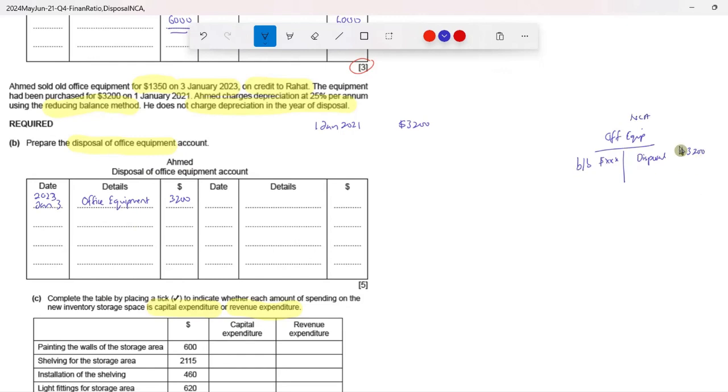We are not required to show this. We are only required to answer the disposal account. But this is just an explanation to show the double entry. Okay, let's put this aside.